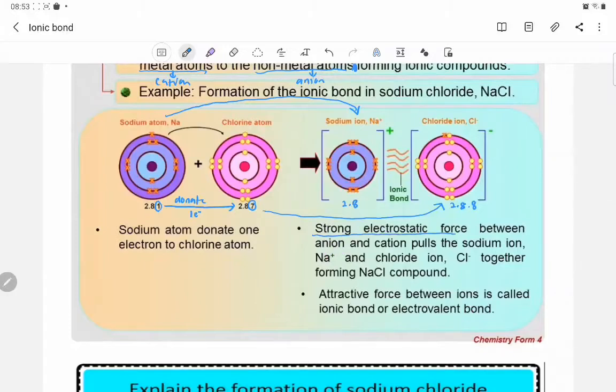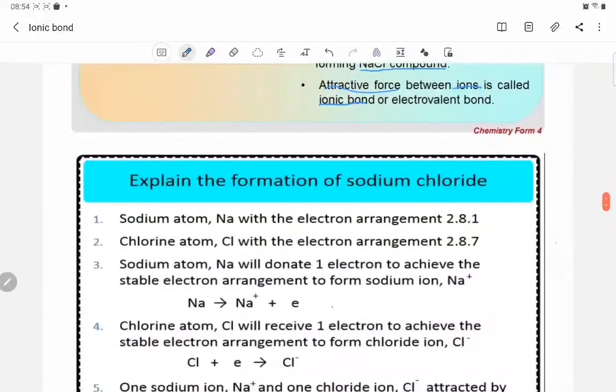Strong electrostatic force between sodium ion and chloride ion, okay, strong electrostatic force between the anion and cation pulls the sodium ion and chloride ion together, forming sodium chloride. So the attractive force between the ions is called the ionic bond or electrovalent bond. Okay, so that is how ionic bond is formed. So we see the explanation.